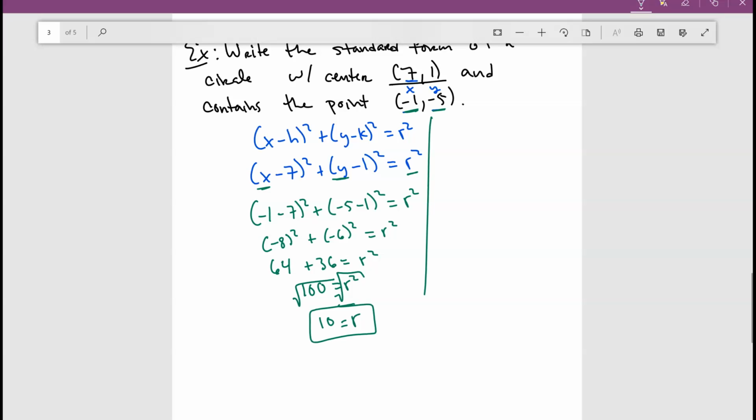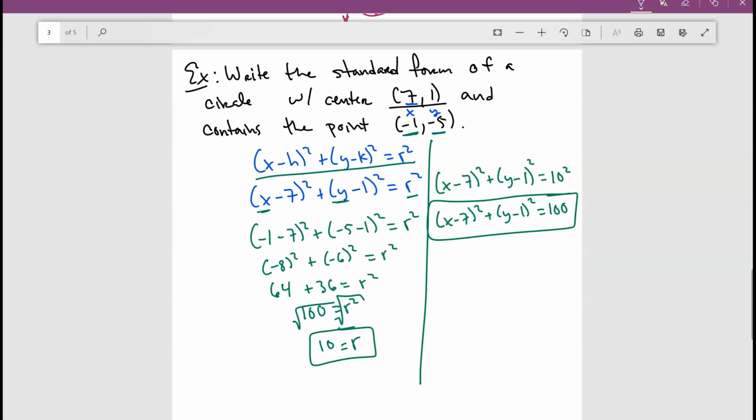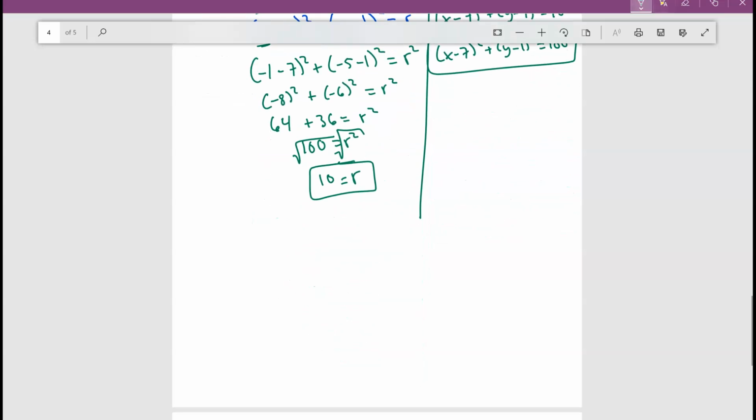So what's going to be my equation? Well, my equation was (x - h)^2, where h was 7, plus (y - k)^2, where k was 1, equals r^2, which is 10^2. So my entire equation is going to be all of this. Oh, I forgot the squared: (x - 7)^2 + (y - 1)^2 = 100. That is my equation that satisfies that. Okay, all right, now let's do 2 more problems.